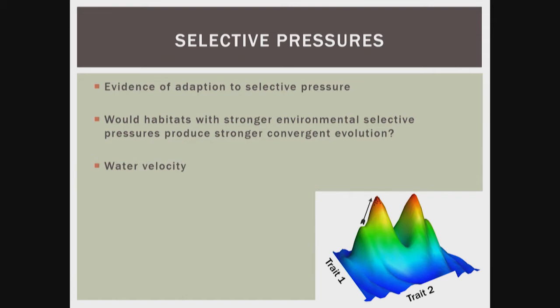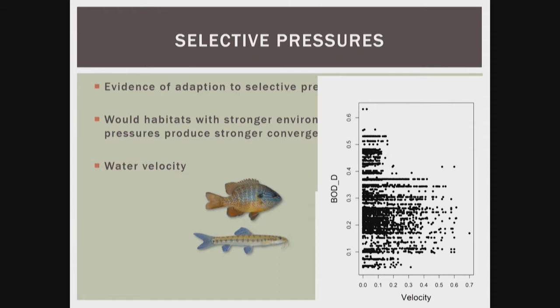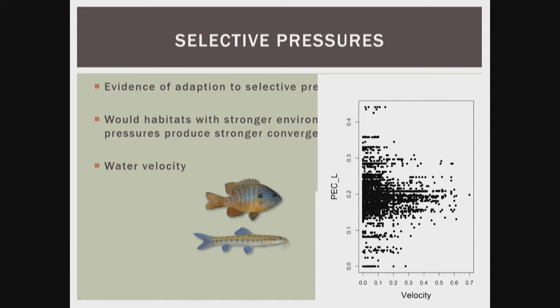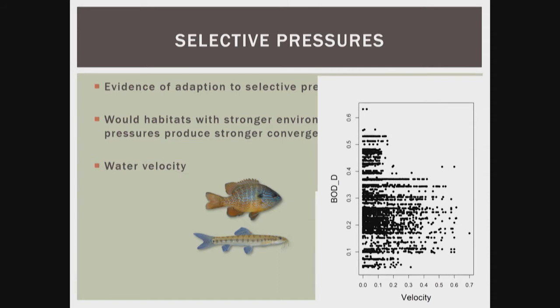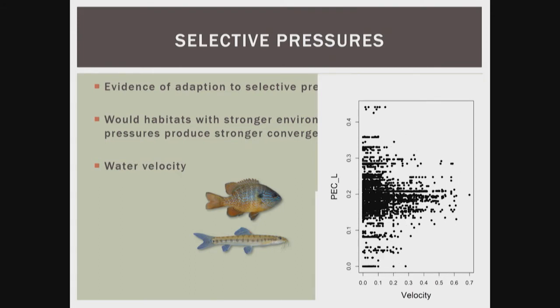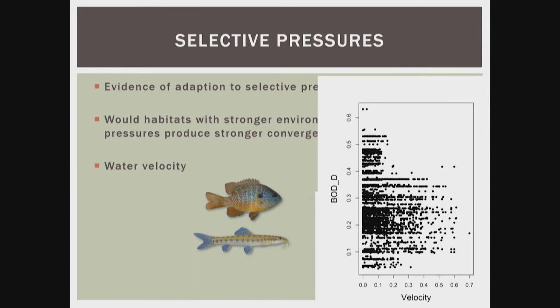And so I wanted to look at this question, and fish are good to study for these questions because they live in areas with high selective pressures, like water velocity. In my previous chapter, I saw that water velocity really restricts traits. Here, this is body depth on the y-axis, water velocity on the x-axis. And you can see once you hit about 0.2 meters per second, you lose a lot of that body depth variation, and you have this restriction of the traits.